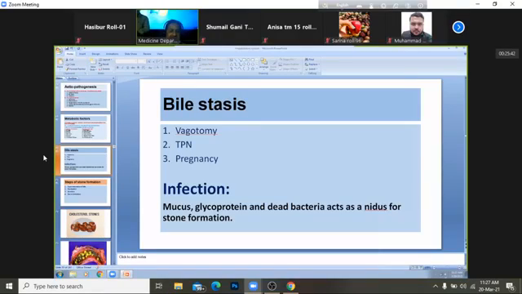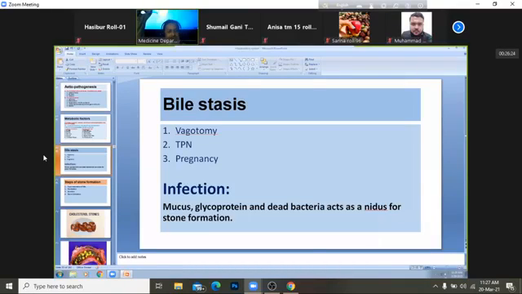Then after TPN, total parenteral nutrition, after giving the nutrition totally through the parenteral route, there is no secretion of cholecystokinin, pancreozymin. So there is no hormone-related motor function to contract the gallbladder. And pregnancy. In pregnancy, because of hormones, there is paralysis of the smooth muscle of the bile duct, and also mechanical compression by the developing fetal head, which compresses the common bile duct.